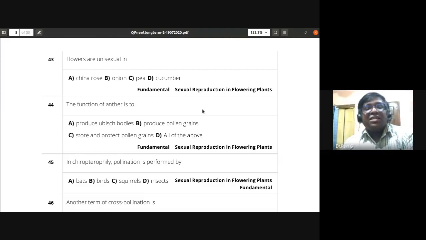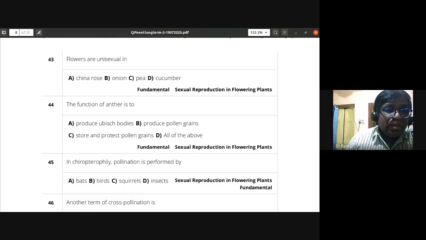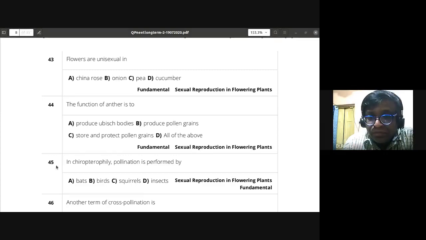The function of anther is to produce pollen grains, store and protect pollen grains, all of the above. So 44th answer. They produce pollen grains. The major function of anther is to produce pollen grains. 44, B is the answer.